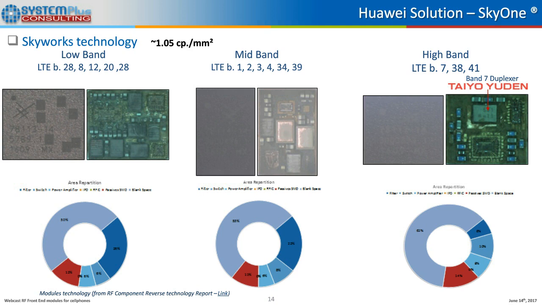But for the high band solution, SAW couldn't compete with BAW filter, which has led Skyworks to outsource the band 7 duplexer to Taiyo Yuden. As the frequency application increases, we can see in the area repartition that the blank space required is more and more, to avoid interferences.